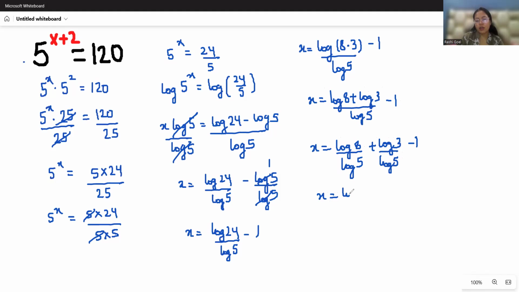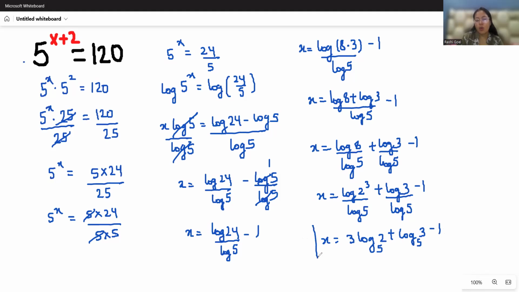This log 8 I can write as log 2 cubed by log 5 plus log 3 by log 5 minus 1. So this becomes 3 log 2 with base 5 plus log 3 with base 5 minus 1.